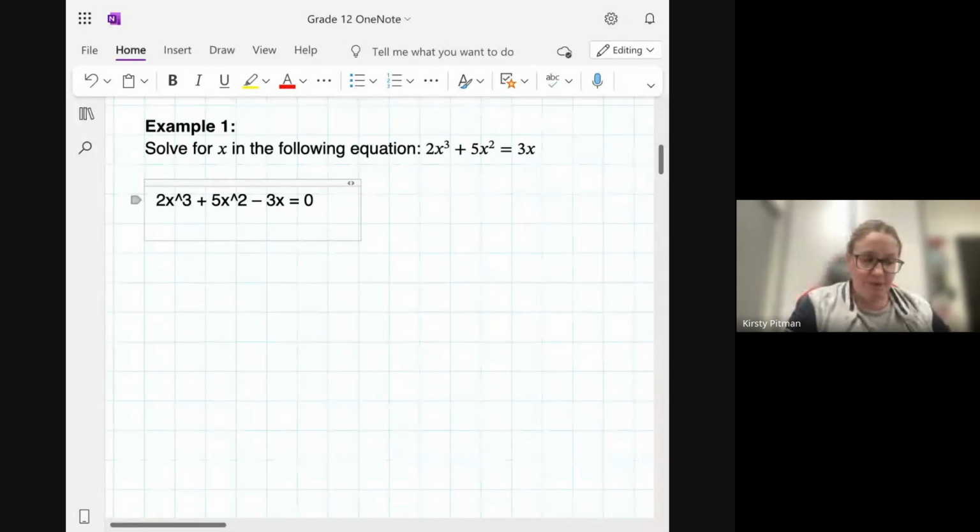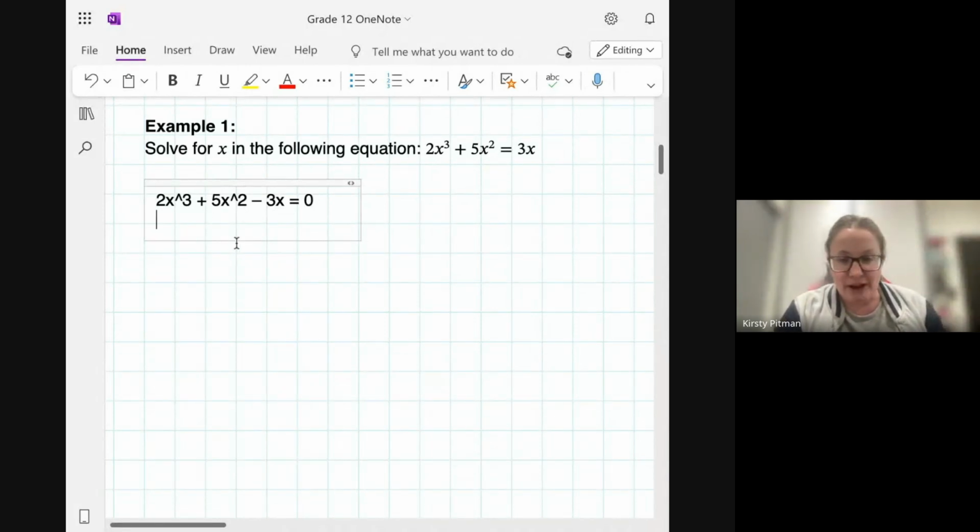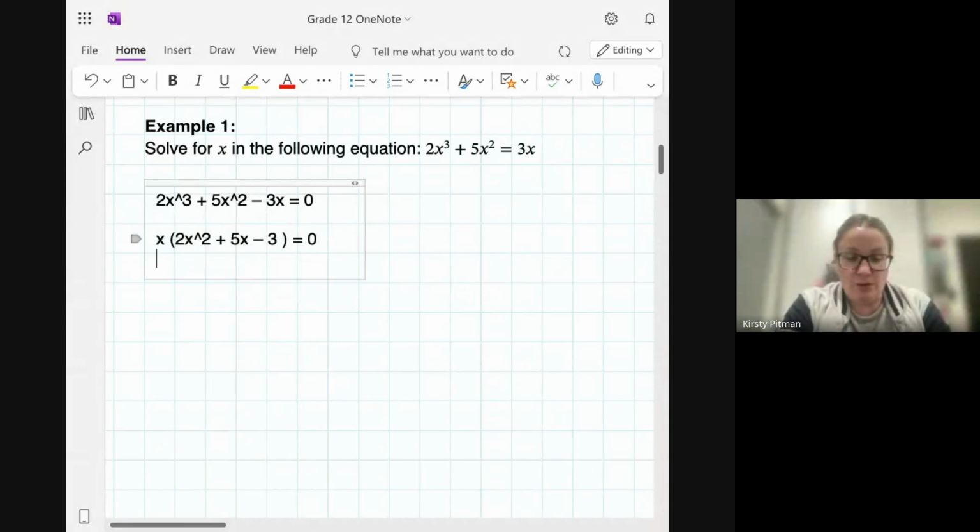All right. Step 2, I'm looking for a common factor. And if I'm looking at this, I'm pulling my common factor out as x. So x is my common factor, and I'm going to be left with 2x to the power of 2 plus 5x minus 3. All right. And all of that is equal to 0.